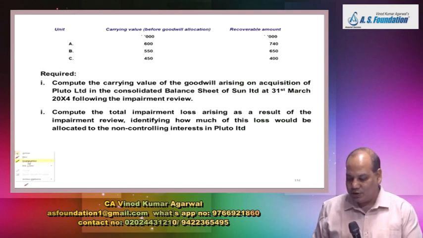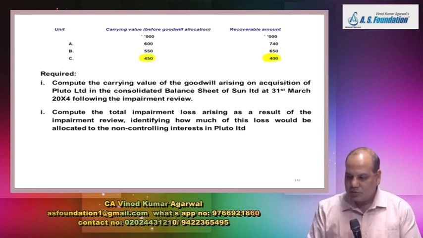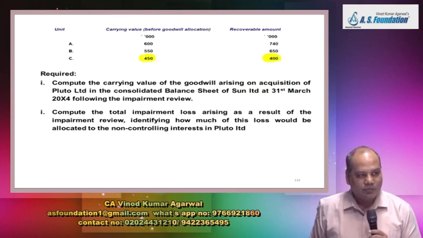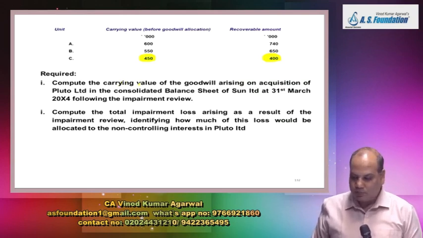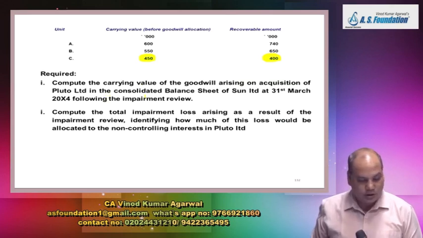C, because C's recoverable amount is less than carrying amount. So before we allocate goodwill, I'll first provide impairment loss on unit C equal to 450 minus 400 equal to 50. Question number 1. Compute the carrying value of goodwill arising on acquisition of Pluto Limited in the consolidated financial statement of Sun Limited on 31st March following the impairment review.